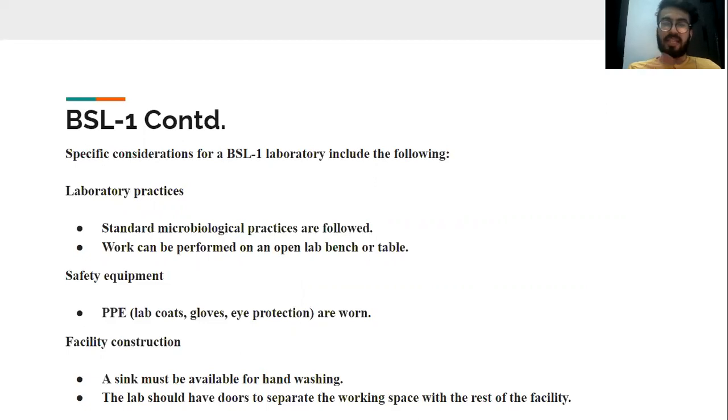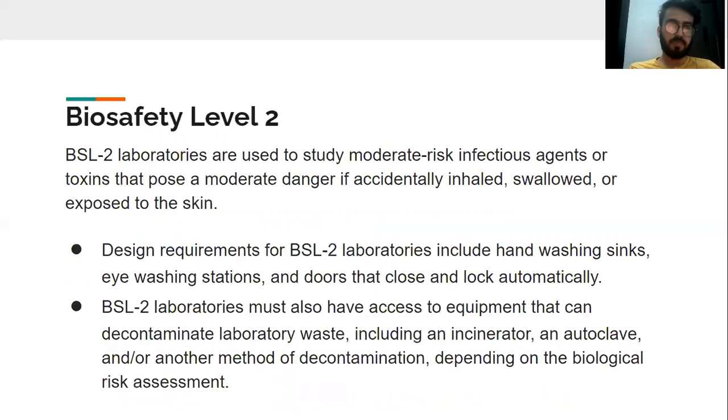What about the facility construction? What does the laboratory of a BSL-1 organization contain inside? A sink must be available for hand washing. The labs should have doors to separate the working space from the rest of the facility to differentiate the parts so that work can be organized and the utilization of the resources can be performed easily.